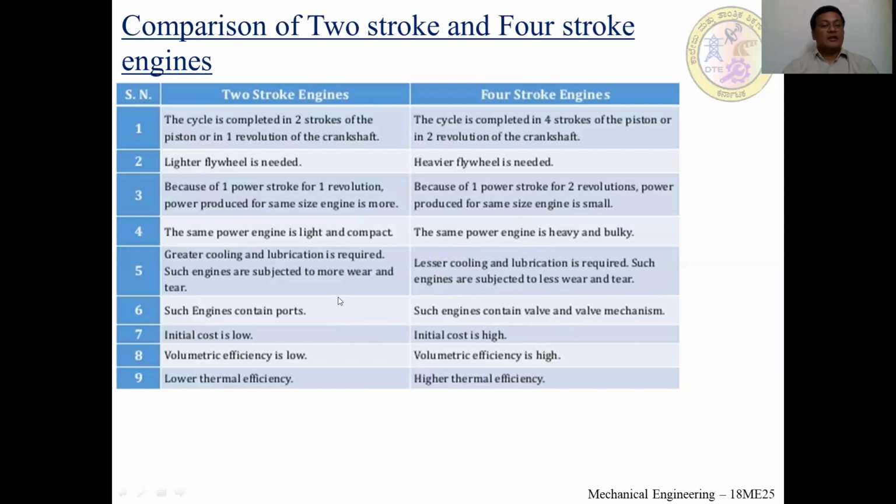The initial cost for the 2-stroke engine is low, whereas the initial cost for the 4-stroke engine is high, and the volumetric efficiency is low compared to the 4-stroke engine. Finally, the last difference is thermal efficiency. 2-stroke engines have lower thermal efficiency compared to 4-stroke engines. The thermal efficiency basically depends on the losses, so that's why 2-stroke engines have lesser thermal efficiency. So this is about the comparison between 2-stroke and 4-stroke engines.